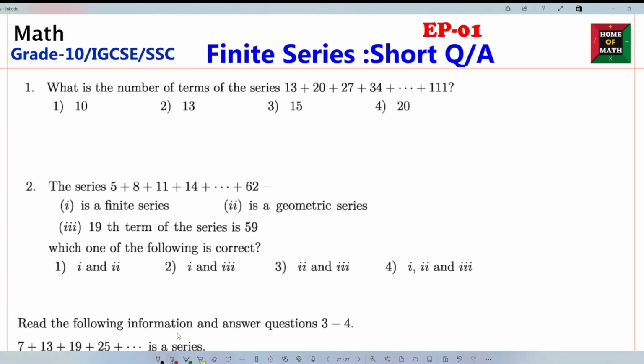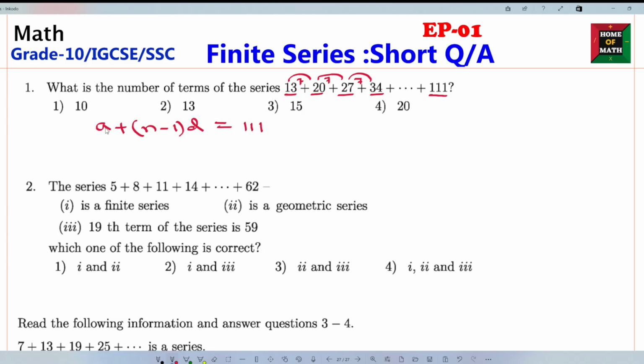Before finding the solution, we have to know what kind of series this is. Is it arithmetic or geometric? Look, 13 plus 20 plus 27 plus 34, the difference between each term is 7, right? So this is an arithmetic series. We know the nth term of an arithmetic series is a plus n minus 1 times d, and the last term is 111. So we can write like this.